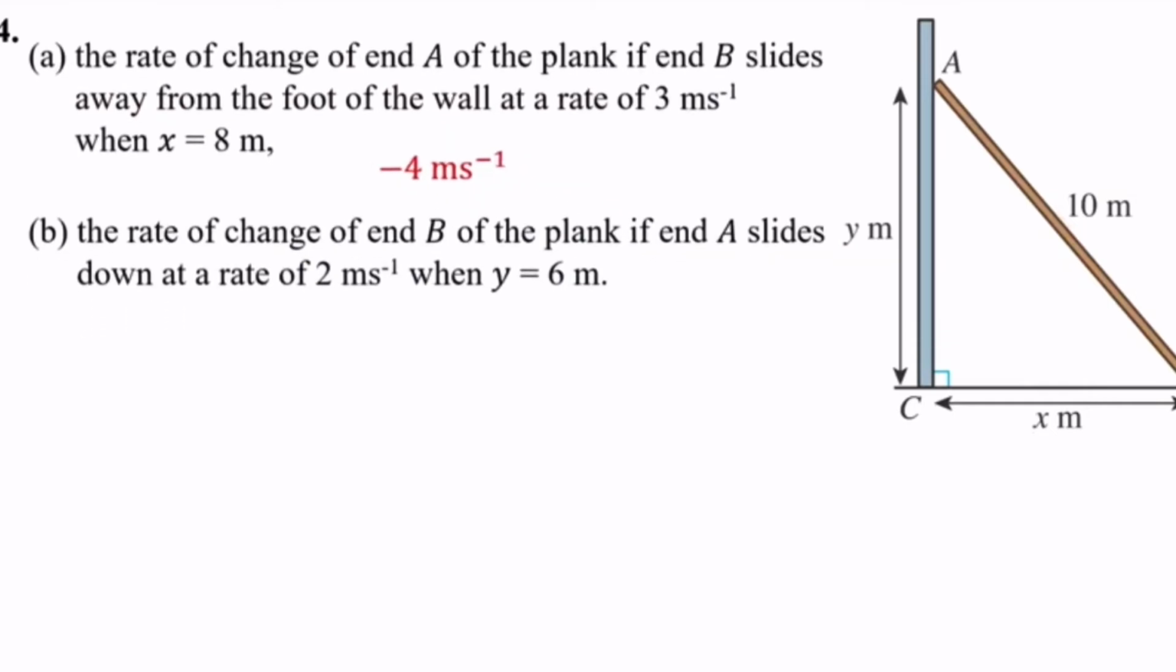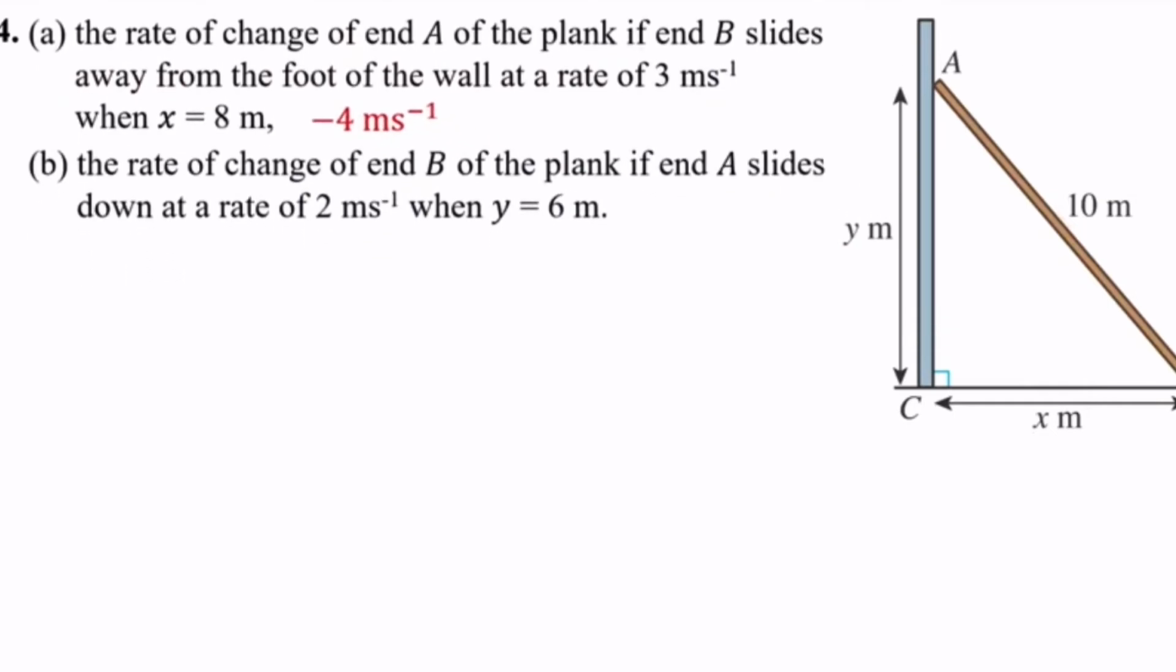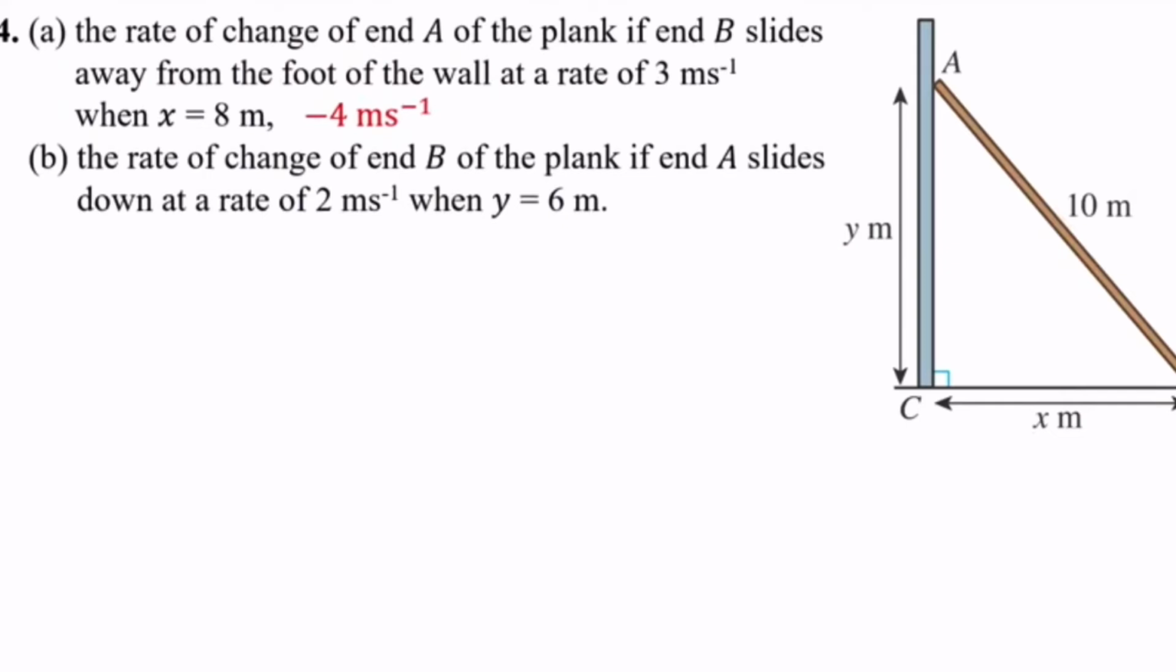Alright, the next one is the rate of change of B if A slides down at the rate of 2 meter per second when y is equal to 6 meter. Right, this is a bit challenging. Find the rate of change of B of the plank if A slides down at the rate of 2 meter per second. Slide down means it will be decreased. So dy/dt will be negative 2 meter per second.